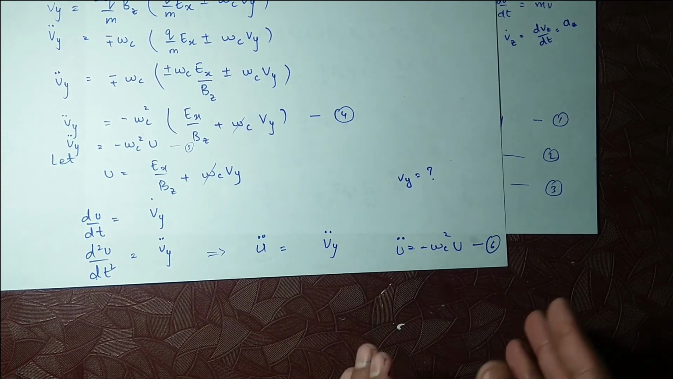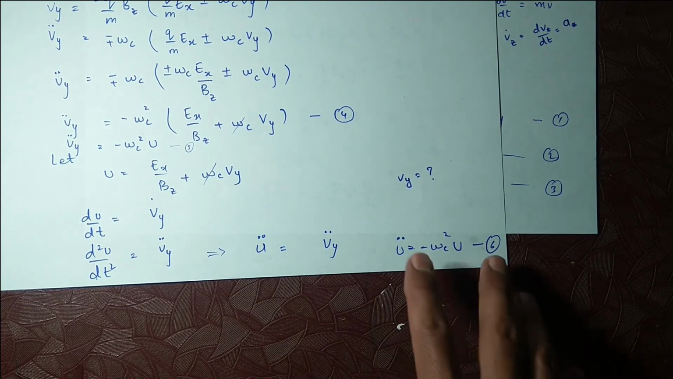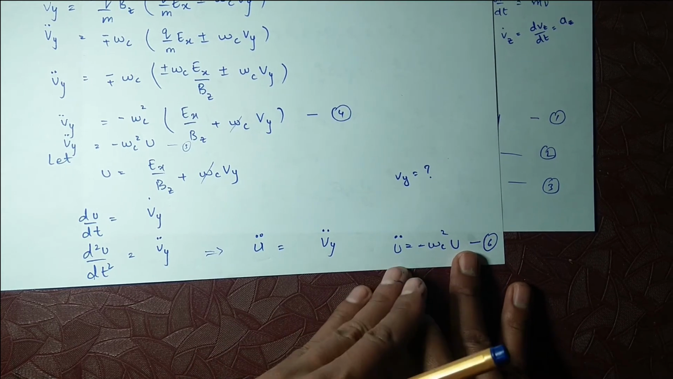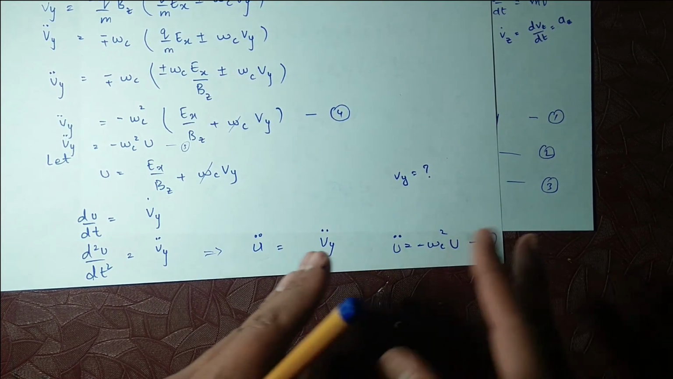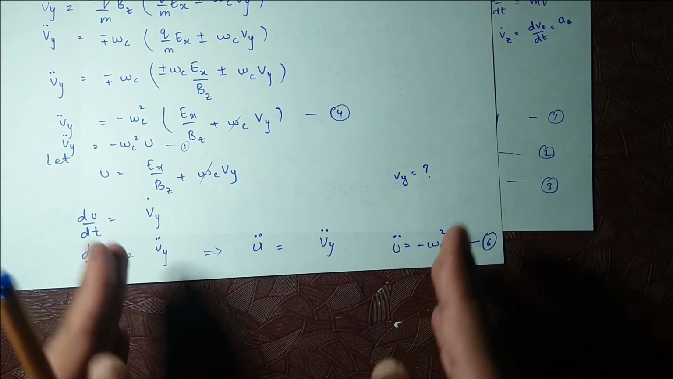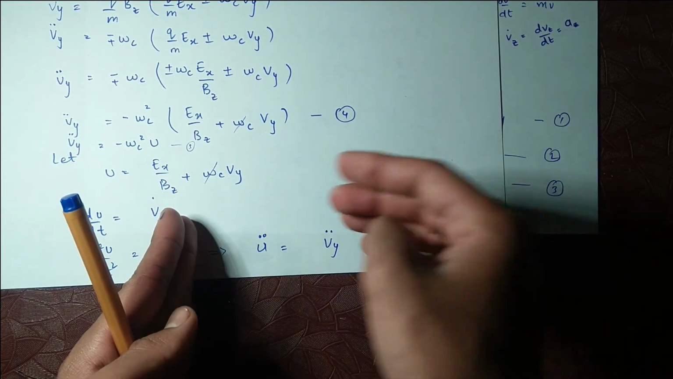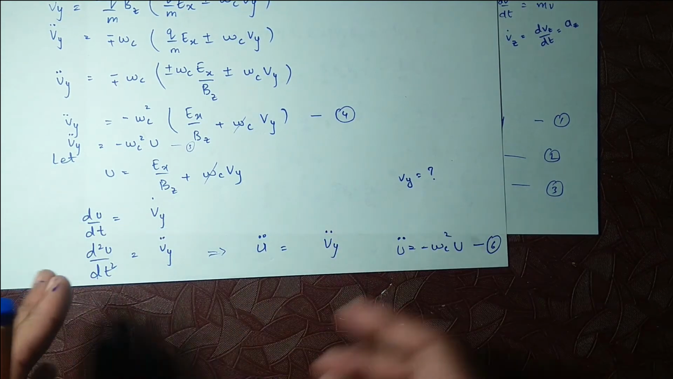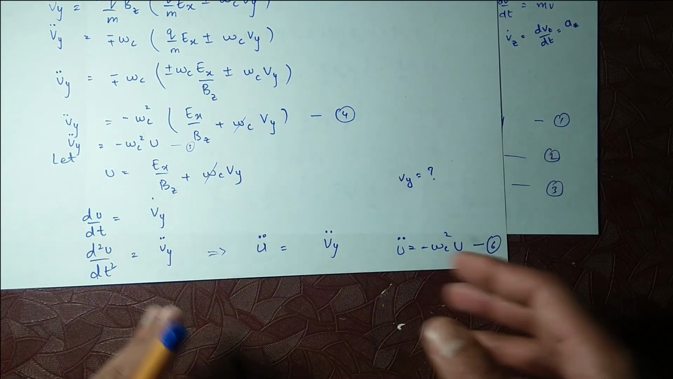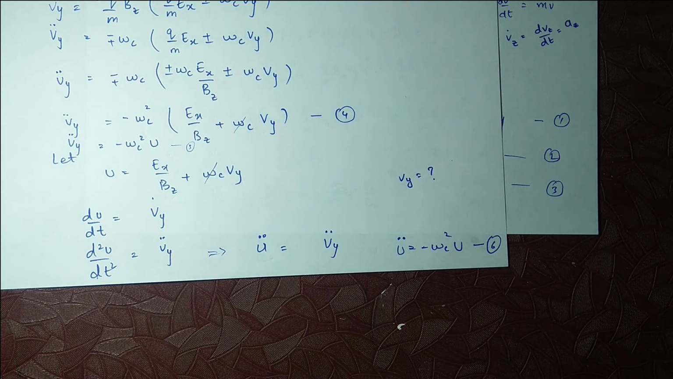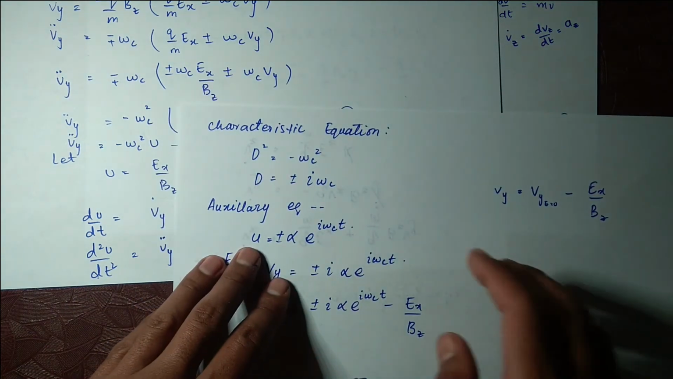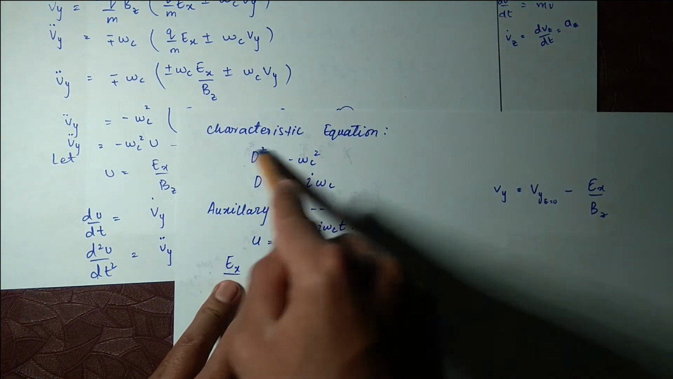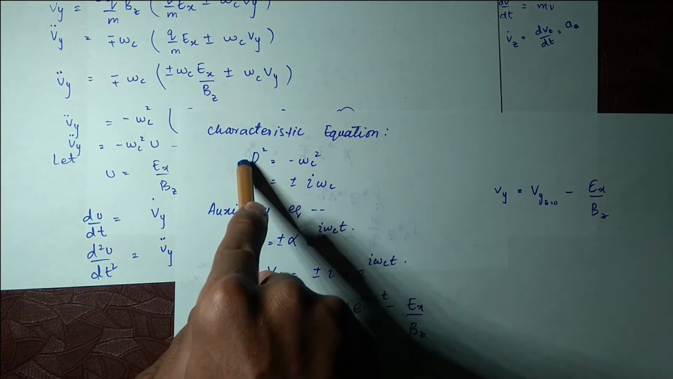So we can find a general solution for our second order differential equation. How do we find that? We make a characteristic equation, then we find the auxiliary equation, and from that auxiliary equation we put in the conditions and we find our solution. So just like that, we are going to write its characteristic equation.